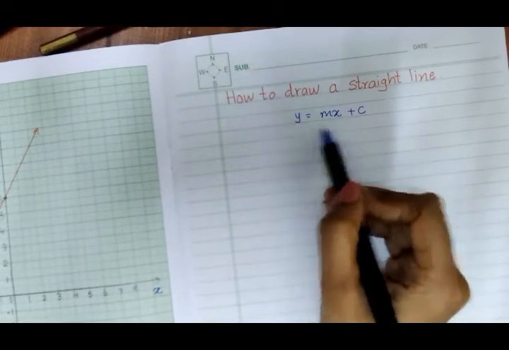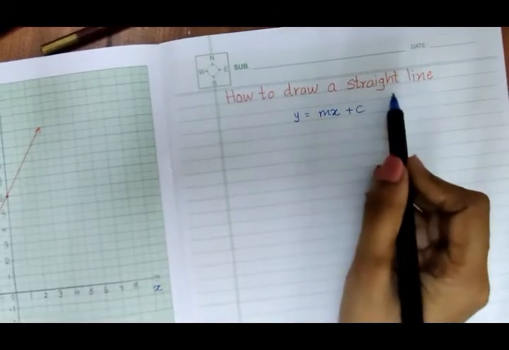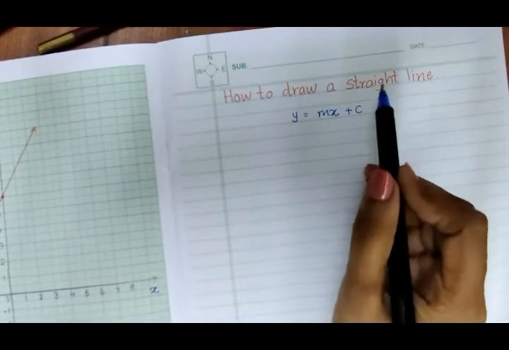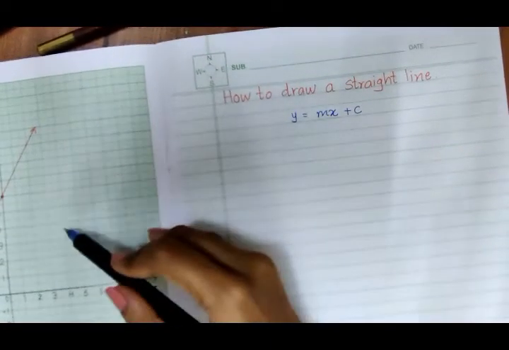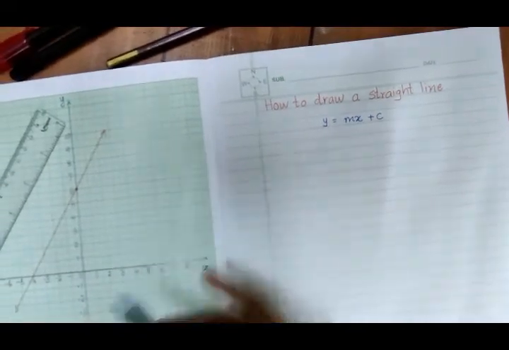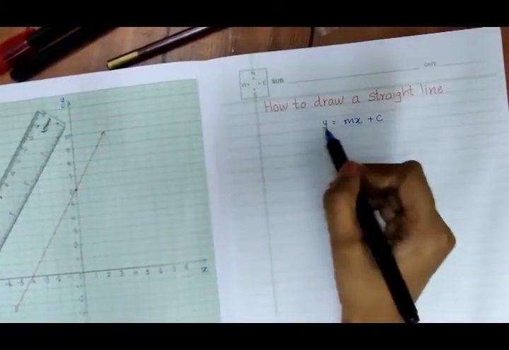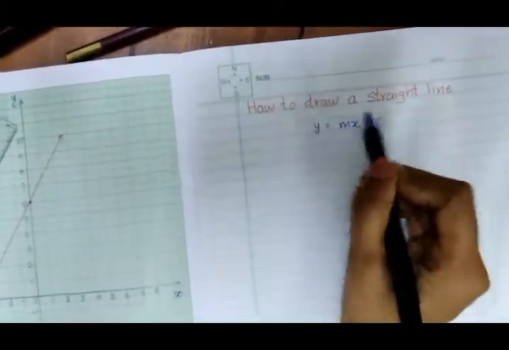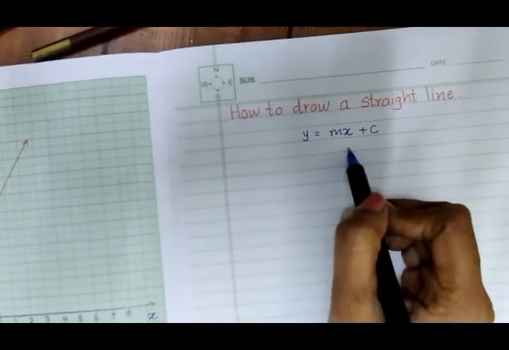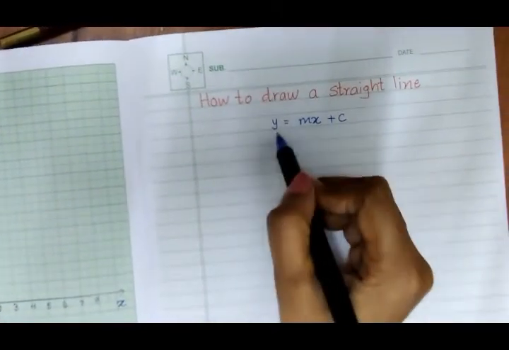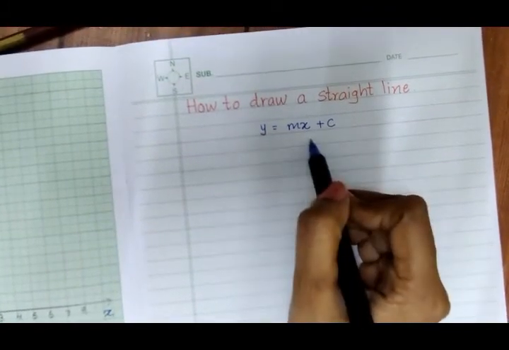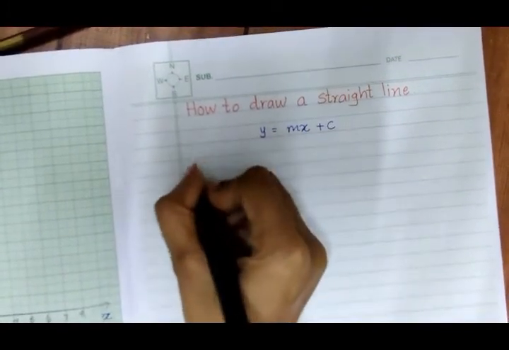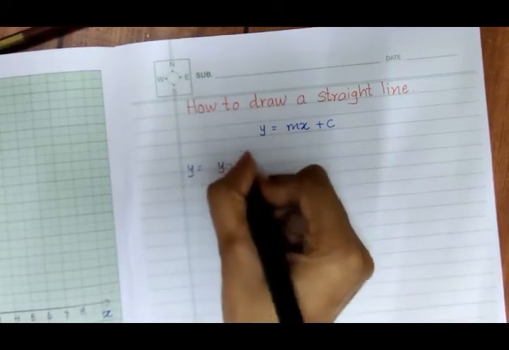So this is a general equation which any straight line follows, and how to draw a straight line which follows this equation is what we are going to see in this video. But before that, now you can see over here there are so many algebraic terms. We need to know first exactly what are the meanings of these y, m, x and c in this equation. So y over here means y coordinate.